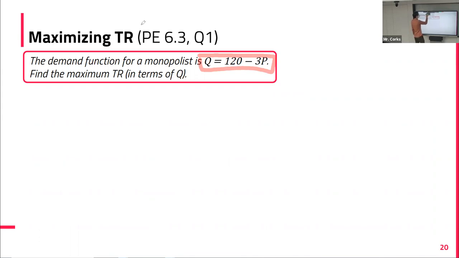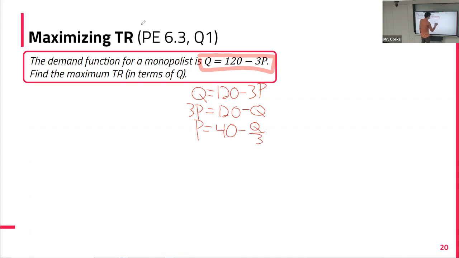Okay, so if we can flip this, so Q equals 120 minus 3P, and we want to just rearrange to solve for P. 3P equals 120 minus Q, so P equals 40 minus Q over 3. Okay, so did we need to do this? Did we need to rearrange it in terms of P? No. Okay. So let's think about what we could do here.